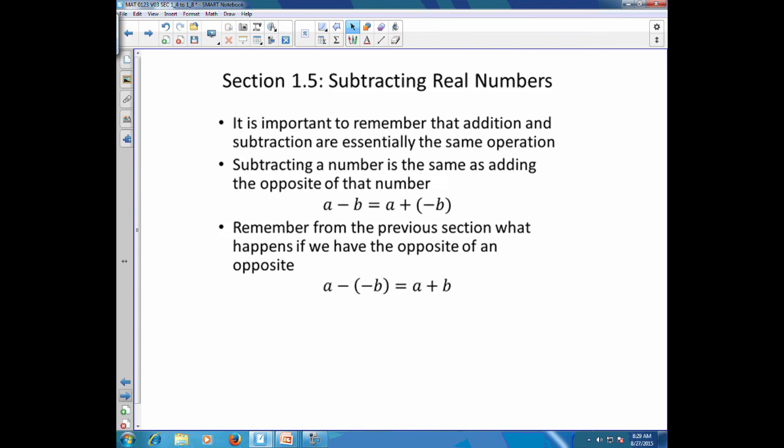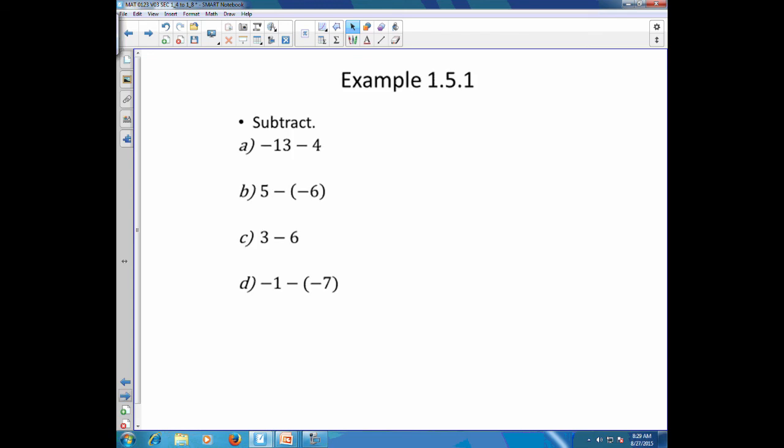So it's important to remember that addition and subtraction are essentially the same operation. Subtracting a number is the same as adding the opposite of that number. So if we have a minus b, we can just as easily say that's a plus negative b. And remember from the previous section that if we have the opposite of a number, so two negatives in a row, a minus negative b, then that's just going to become positive. And these are going to be our rules for subtracting real numbers. So now we just want to subtract these numbers.